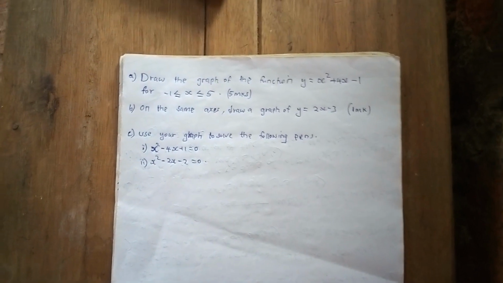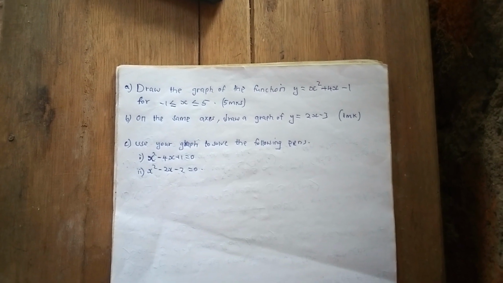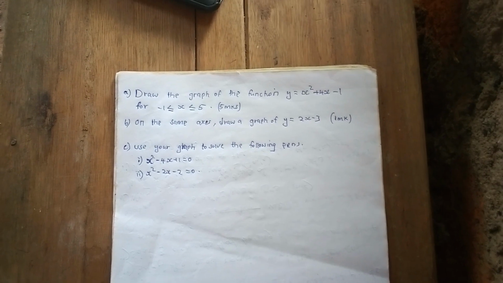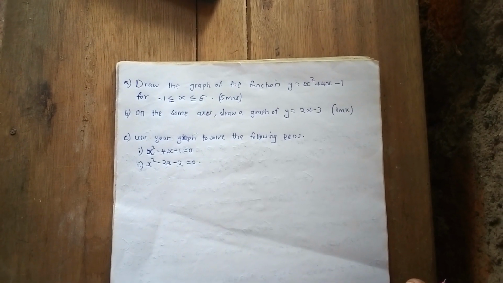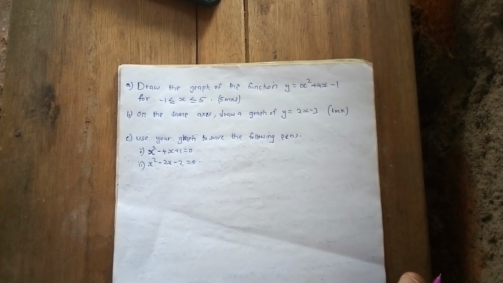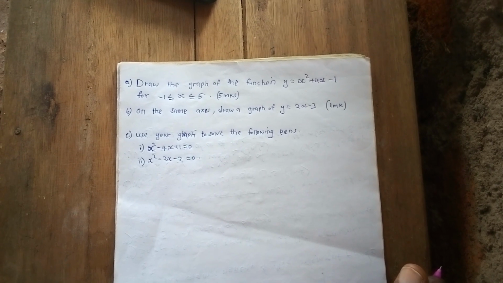Hello. Straight to the question. Draw the graph of the following function: y is equal to x squared plus 4x minus 1, 4. We are given the range values of x to be from -1 to 5. 5 marks. And then on the same axis, draw the graph of y is equal to 2x minus 3.